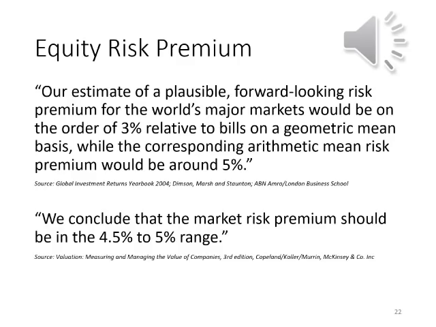The equity risk premium has been estimated by many major studies performed by academics and other researchers, by looking at the world stock markets, the US stock market, the UK stock market, and looking at these markets over a period of many, many years. And the result of these studies is summarized here. Our estimate of a plausible forward-looking risk premium for the world's major markets would be on the order of 3% relative to bills on a geometric mean basis, while the corresponding arithmetic mean risk premium would be about 5%.